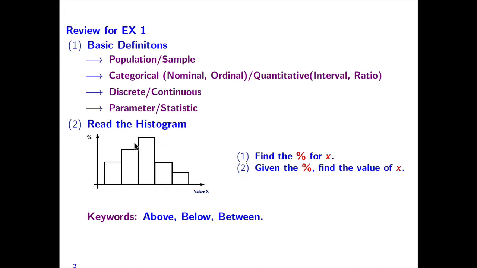Next, we need to know how to read a histogram. So you have this histogram, and you have two different types of operations. One, I'm giving you X, you need to find Y, or I'm giving you Y, you need to find X. The keywords are very important. If the keyword is above, you count from the right. If the keyword is below, you count from the left. And then there's one more case, which is in between.